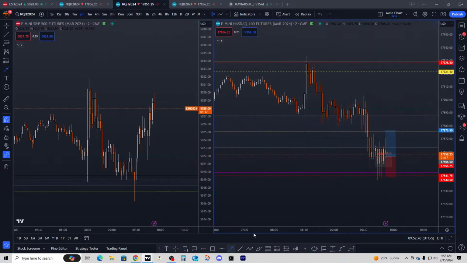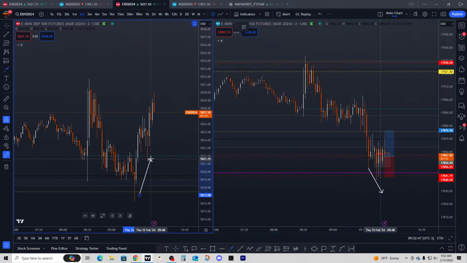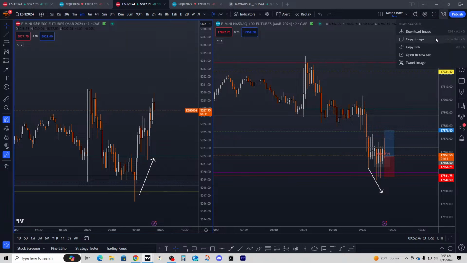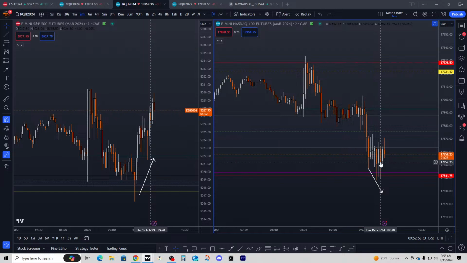So I want to mark up this. So lower low. Yeah, higher low. So that'd be the SMT. I'm looking for my trading plan. Just trying to stick to the plan, you know. That's all you can do.